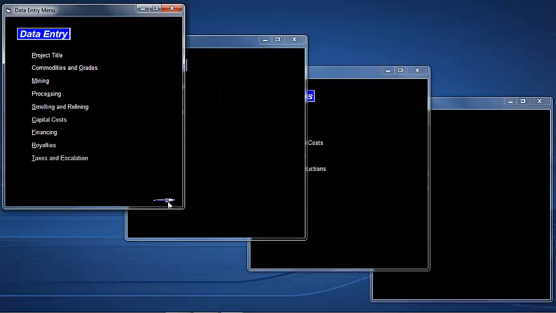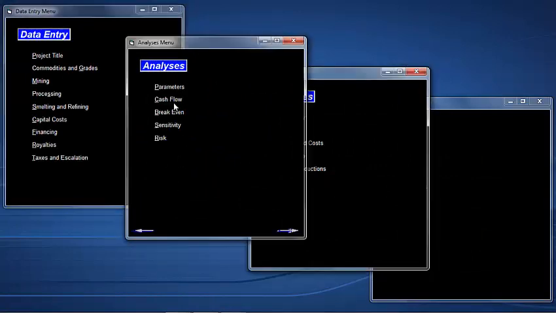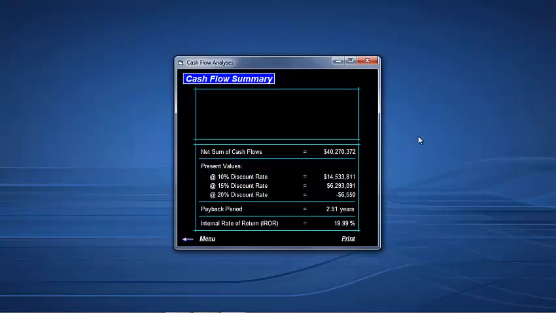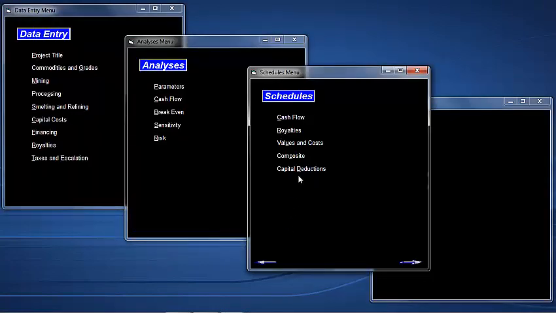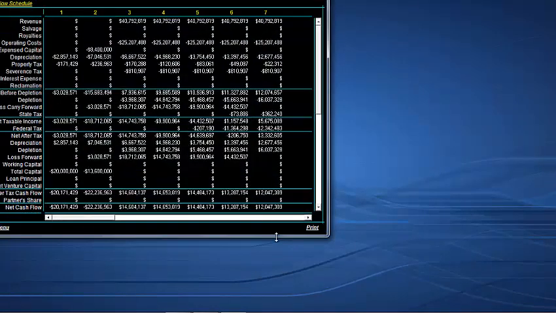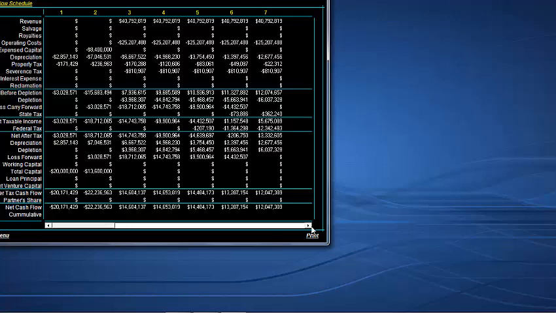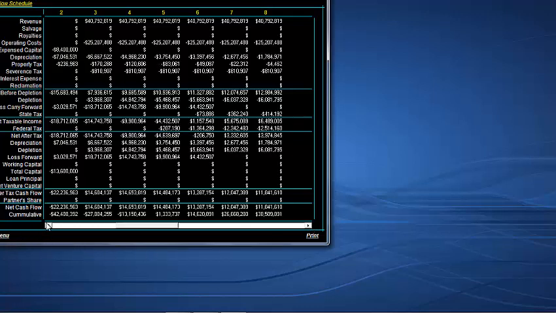So with the information we've entered, we already have some results. Our project has a net sum of cash flows of about 40 million, NPV of 6 million at a 15% discount rate, payback period of 2.9 years, and an internal rate of return of about 20%. Let's look at the cash flow schedule real quickly here.